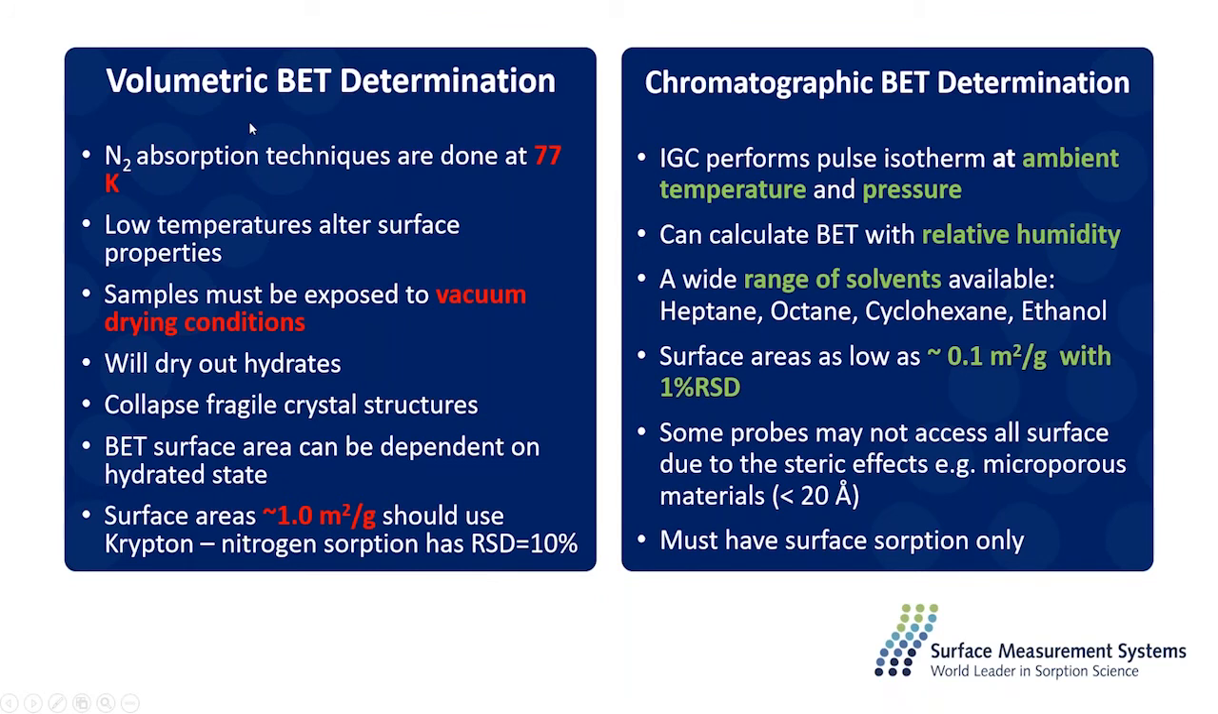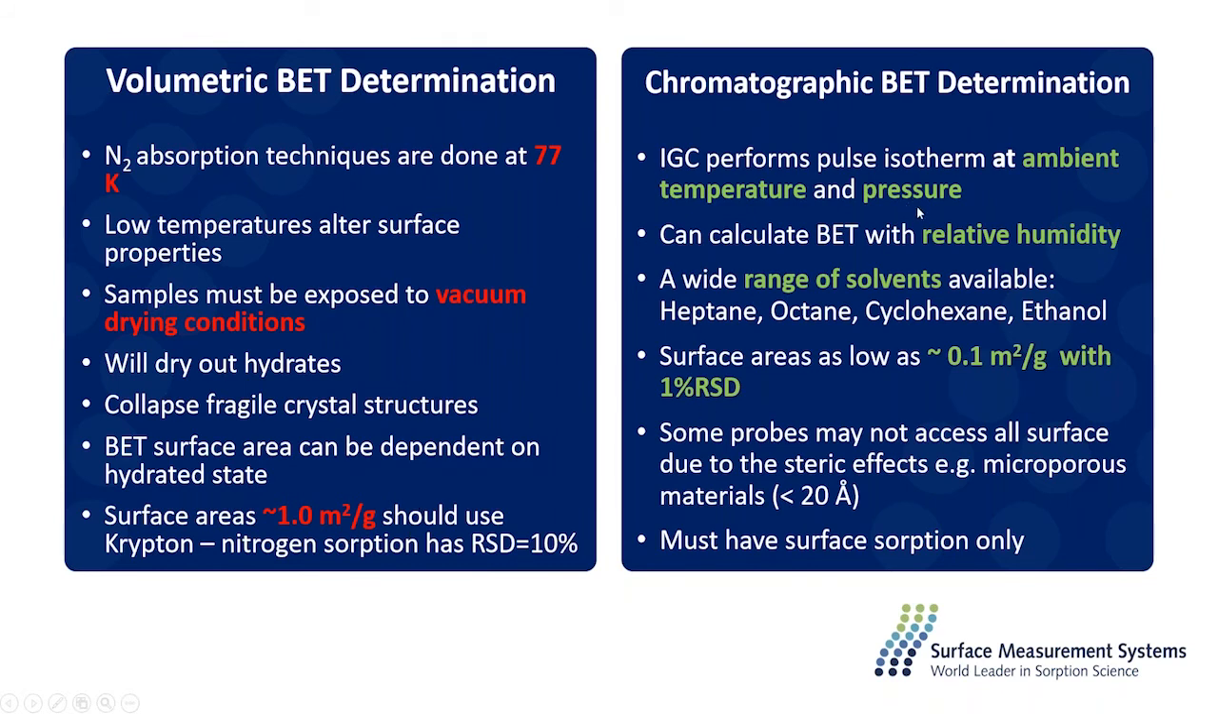So for the nitrogen adsorption technique, which is a volumetric technique, these experiments are typically done at something like 77 degrees Kelvin. These low temperatures and the vacuum conditions that are often applied beforehand to the samples are likely to dry out hydrates if it's a pharmaceutical sample. It can easily collapse fragile crystal structures, and all of this is going to change the active BET that we're looking to observe. To mitigate some of this large relative standard deviation for the nitrogen adsorption technique, it is advisable to use an alternative gas, something like krypton or argon, some of the more expensive gases, for these very low surface area materials.